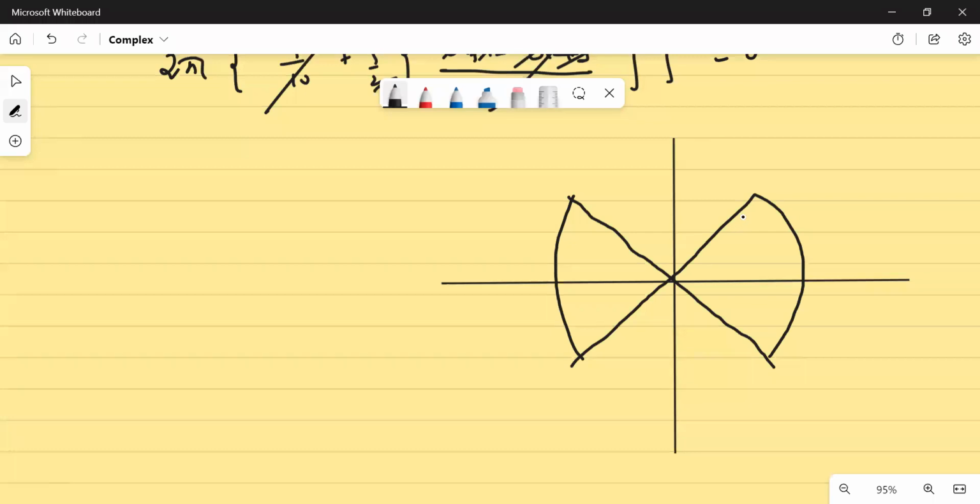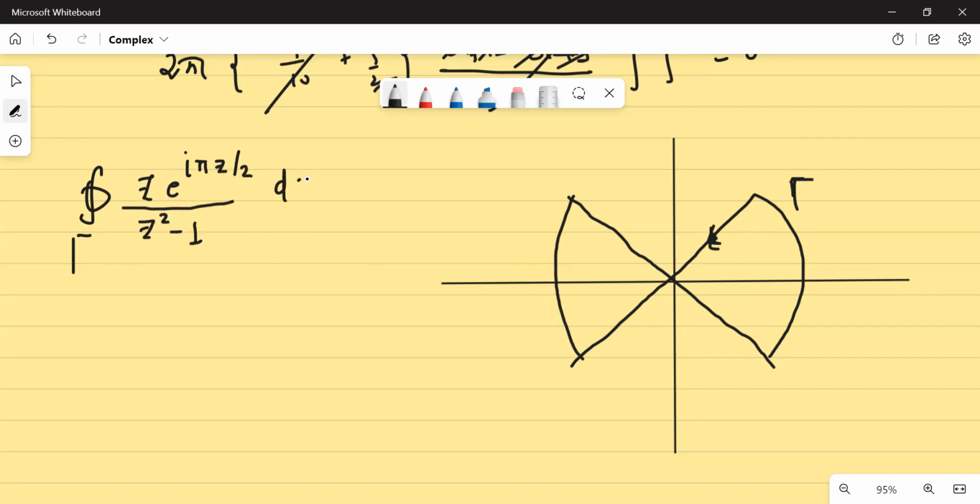I think in the exam it was given this is a curve gamma. So integration over this closed curve gamma of z e to the power i pi z upon 2, divided by z square minus 1. And these are your points: minus 1 is here and 1 is here. And we have to find the integration. This was asked in, I think, June examination somewhere in 2017.